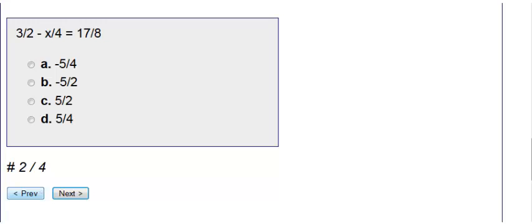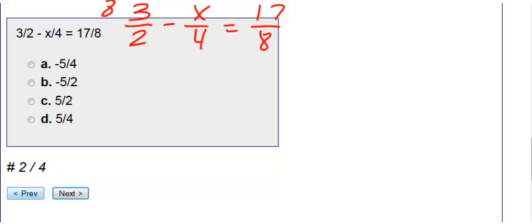Number 2. We have 3/2 minus x over 4 equals 17 over 8. So again, we're going to get rid of these fractions. We look at our denominators, 2, 4, and 8. So I'm looking for a common denominator. I ask myself, what number does 2, 4, and 8 all go into? They all go into 8. So that is the number I am multiplying every single term by.